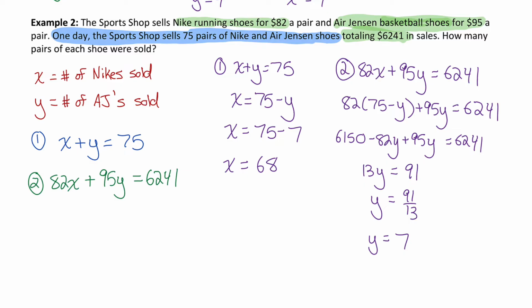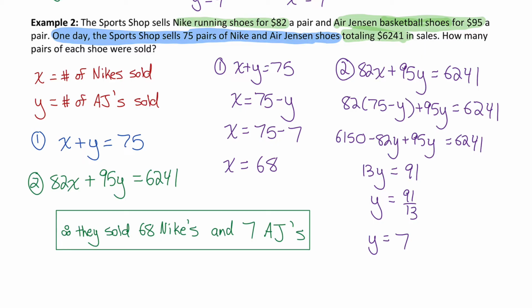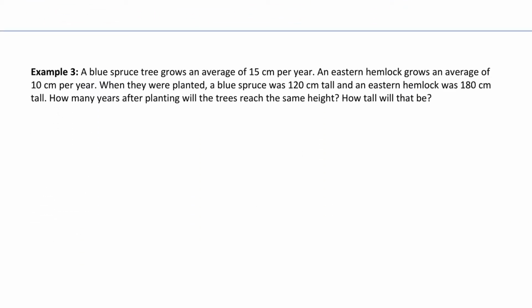So I'll clearly communicate this answer. Therefore, they sold 68 Nikes and 7 Air Jensens. And then, of course, you should check your final answers of 68 and 7 by taking both of those values, subbing them into both of the original equations, and making sure it makes left side equal right side for both of them. I won't show you that checking, but just make sure you know that you can do that for these questions. And now let's move on to example 3.